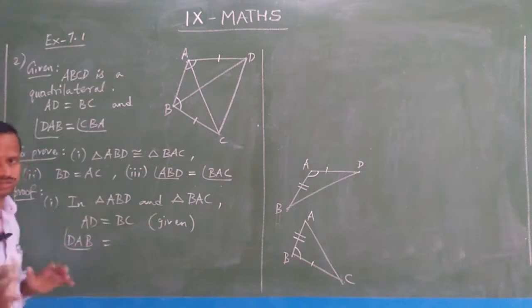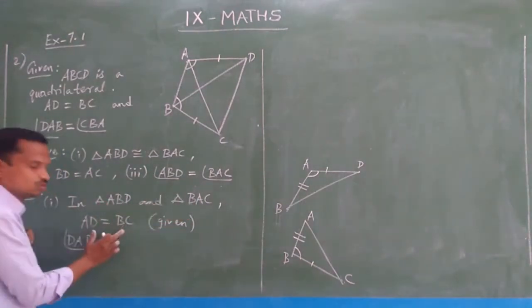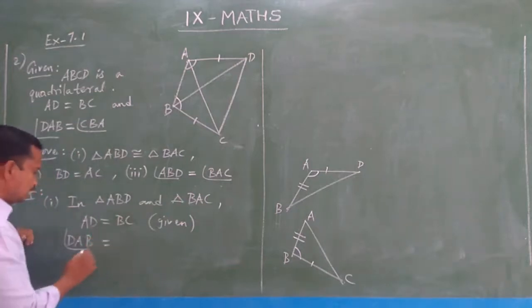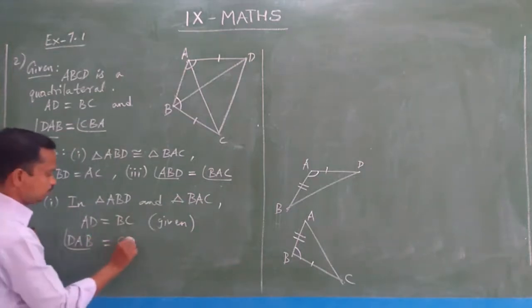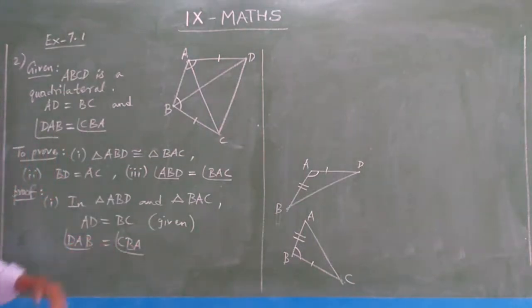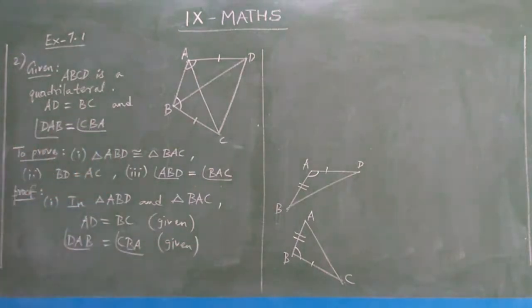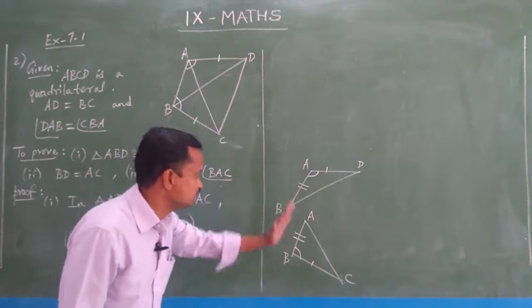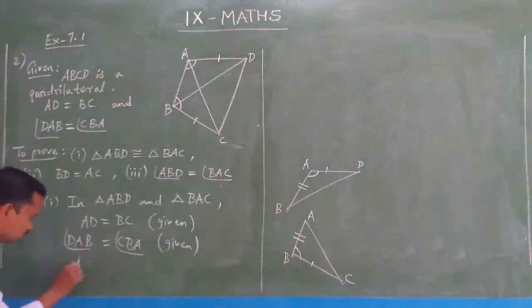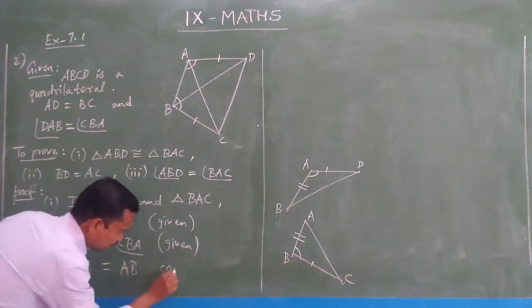That is correspondence. Already I explained to you. The correspondence from the first triangle and this second triangle. So side should be in the second triangle. And DAB is equal to CBA. You should note that also. This is also given by the question. The question itself they have given. And one more thing, we can observe in these 2 triangles, AB is a common side. So AB equal to AB, common.